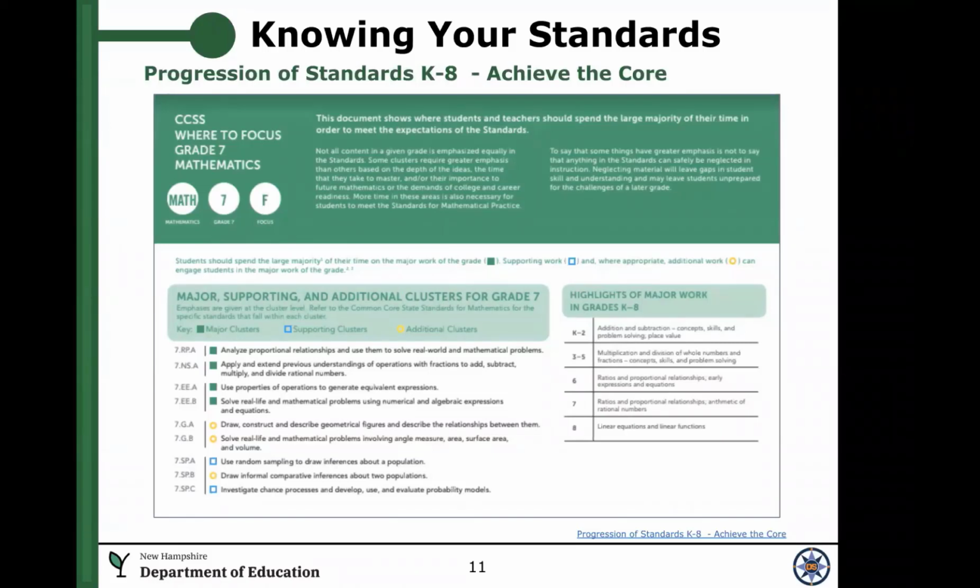Achieve the Core has been around for years, but they've come into the light a little bit more over the last couple of years. This is not to say that all standards aren't important, but this just tells you which ones, if you're going to focus on it, are the have-tos.